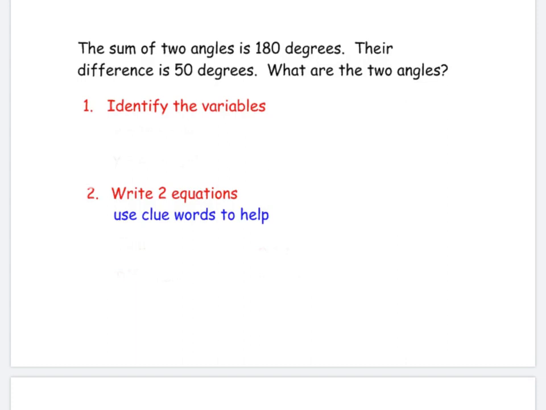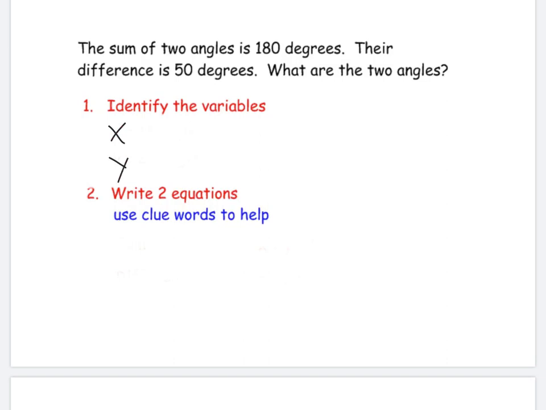The first problem says the sum of two angles is 180 degrees. Their difference is 50 degrees. What are the two angles? So there are 4 steps to this. The first step is to identify your variables. So I'm going to keep it x and y, as that's what we've been using the most so far. So I have x and I have y.